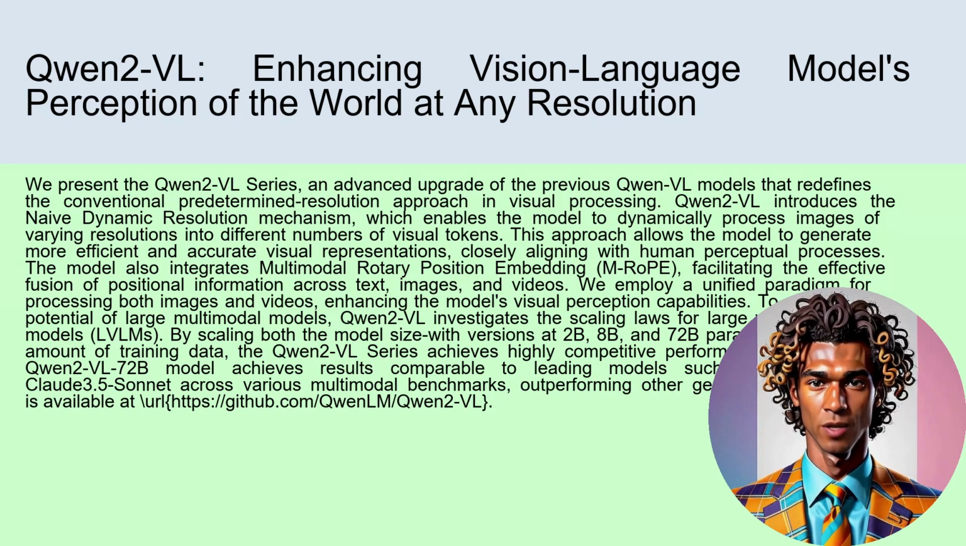Qwen2-VL can be helpful in many applications like image understanding, object recognition, and even generating captions or descriptions for images. Imagine a system that can automatically describe the content of a photograph in a comprehensive and accurate way, or a smart assistant that can understand what's happening in a video and provide relevant information.